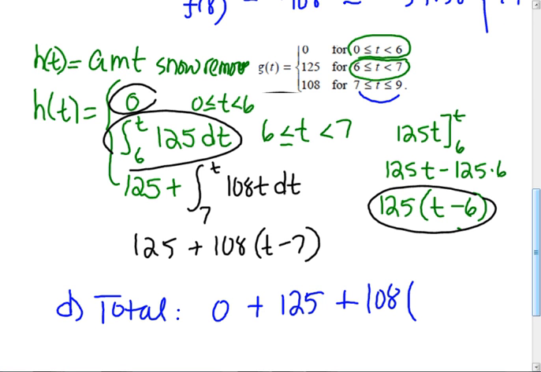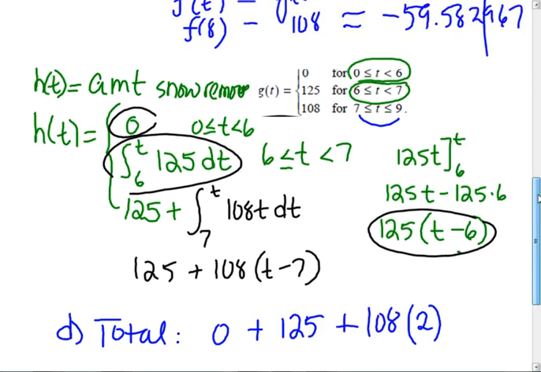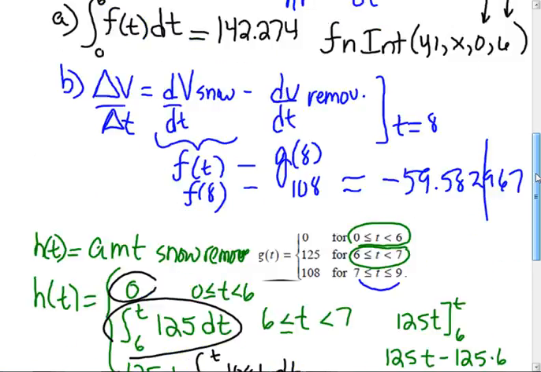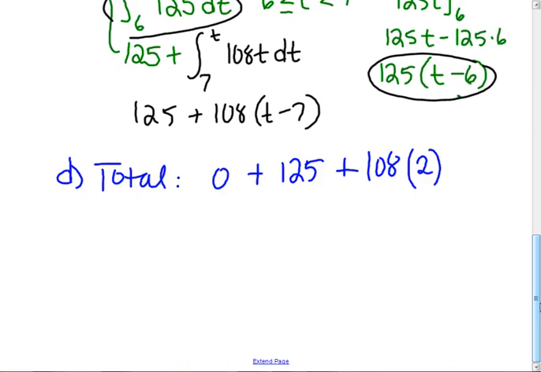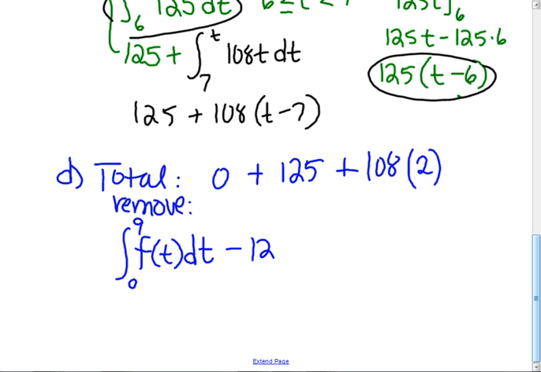Well, most of the students put 1 hour there, because it's 7 to 9 o'clock. If you look at your picture, you can see that. Now, that's how much you removed, right? So how much snow remains? You have to integrate, because it's falling down. F of t is the amount of snow coming down from where to where? 0 to 9, that's right. And you're going to remove this, minus 125 plus 2 times 108.